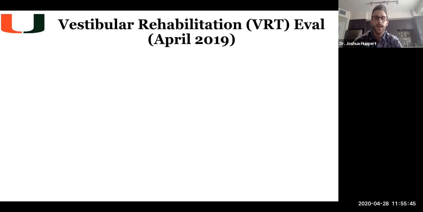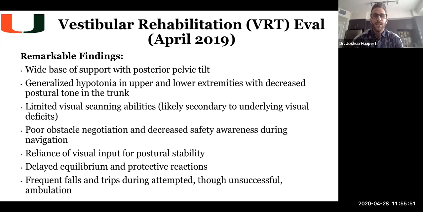And at her eval, interestingly enough, this is what she found. The child exhibited a wide base of support with that posterior tilt. And again, as you remember her walking, she was pitched forward, and that bottom was very much pitched backward. So it was sort of throwing off her center of gravity and kind of propelling her forward unnecessarily. She had a generalized hypotonia in upper and lower extremities with decreased postural tone in the trunk. So again, that core isn't really engaging or responding the way we expect it to maintain balance.